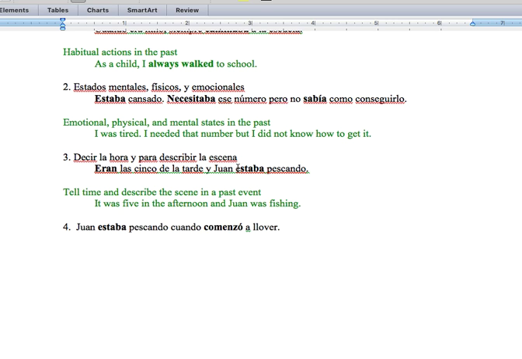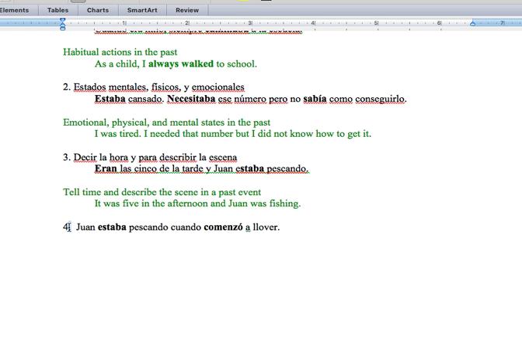So this is an ongoing action in the past that's describing the scene. What's going on? What's he doing? What's Juan doing? Who wants to know what Juan is doing? Okay. So eran las 5 de la tarde, describing time.